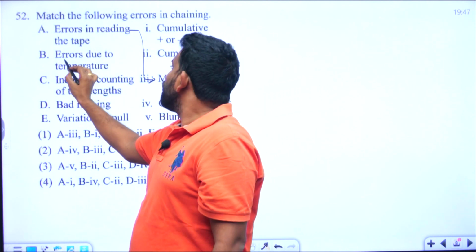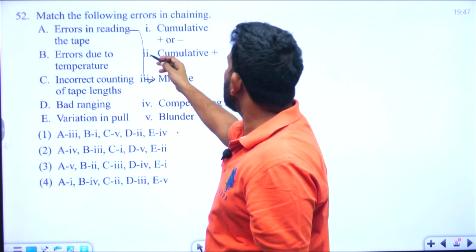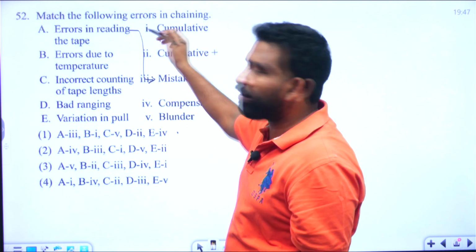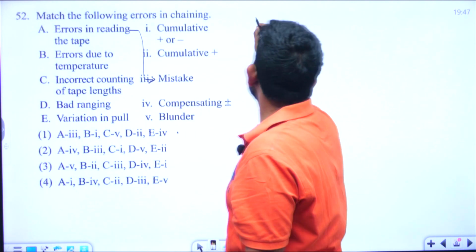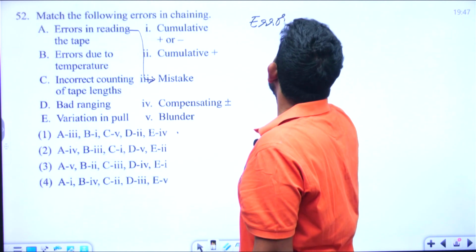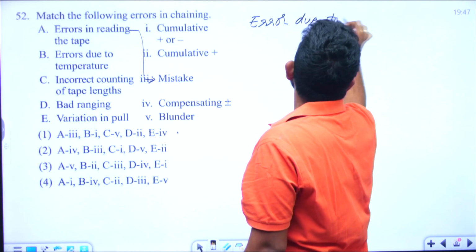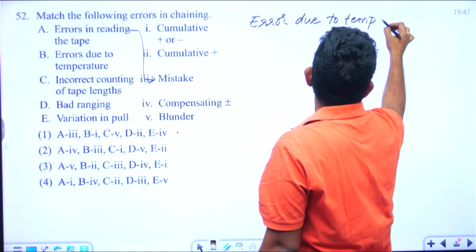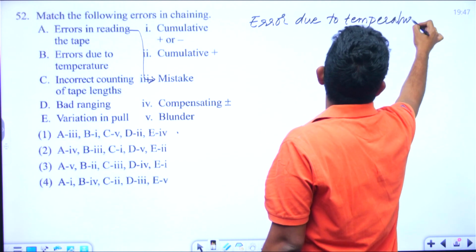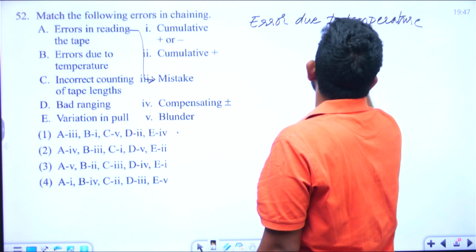Now, error due to temperature. Error due to temperature can be positive or it can be negative. Temperature can be positive or negative.